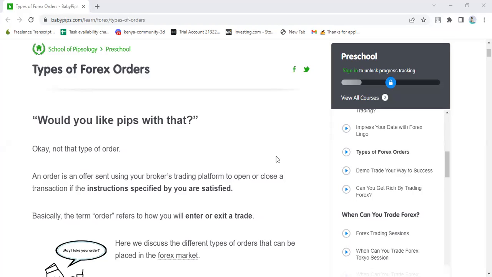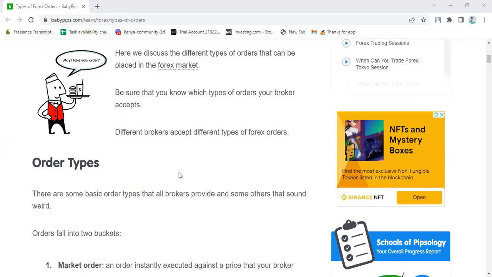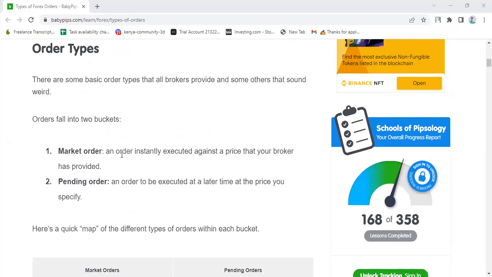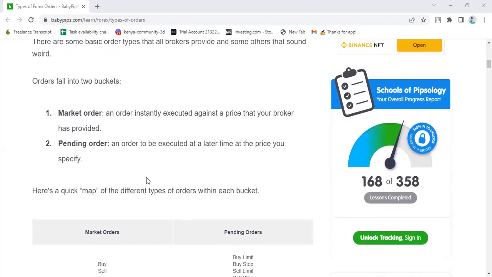So as you can see, there are different types of market orders. There are market orders, and then there are pending orders. A market order is an order instantly executed at a price that your broker has provided. And then pending orders are orders to be executed at a later time at the price you specify. So those are the types of orders we're going to be looking at.